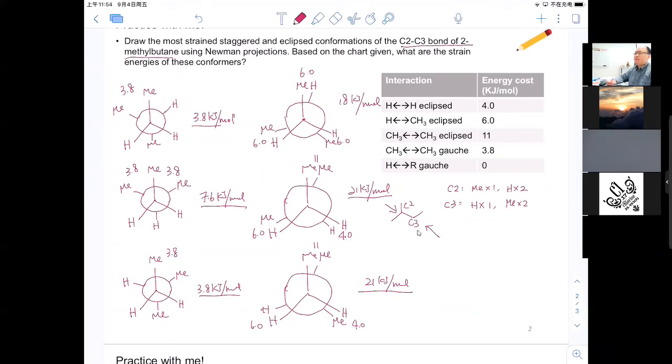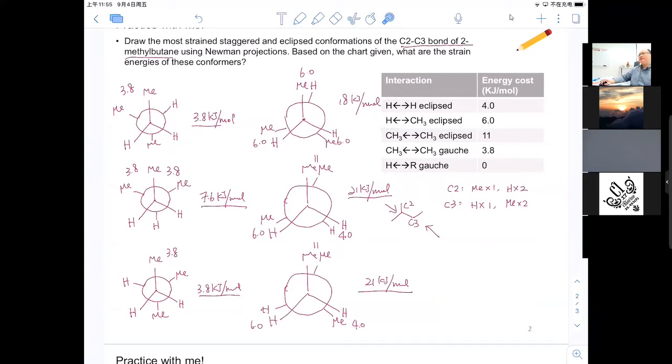On the exam or the midterm, I will draw clearly which direction you should look through to draw all these Newman projections. I will give you the arrow here, like this or this. So you don't need to worry about whether you should look through this bond here or there. That should make it clear for you, and hopefully that answers your question.